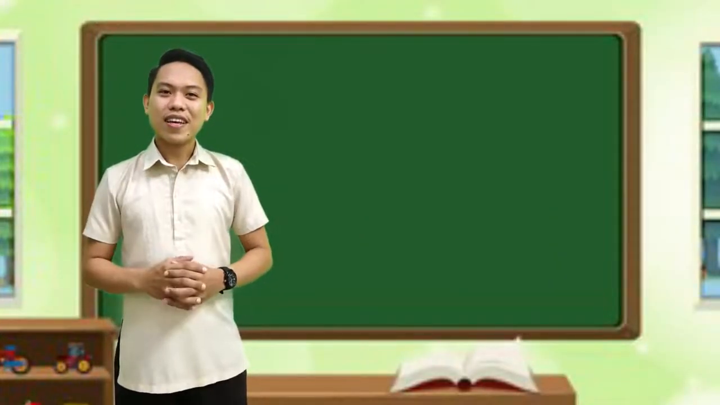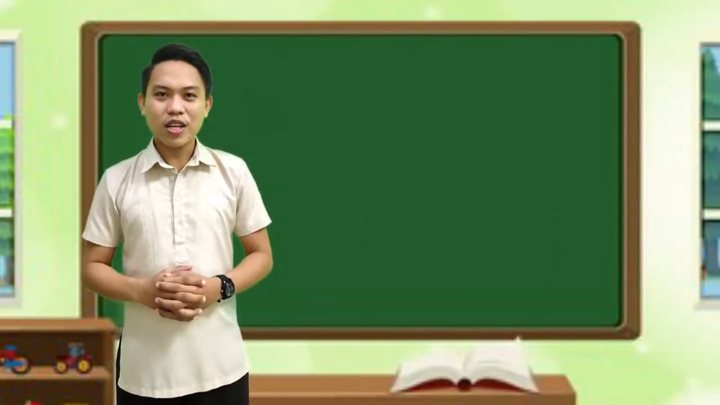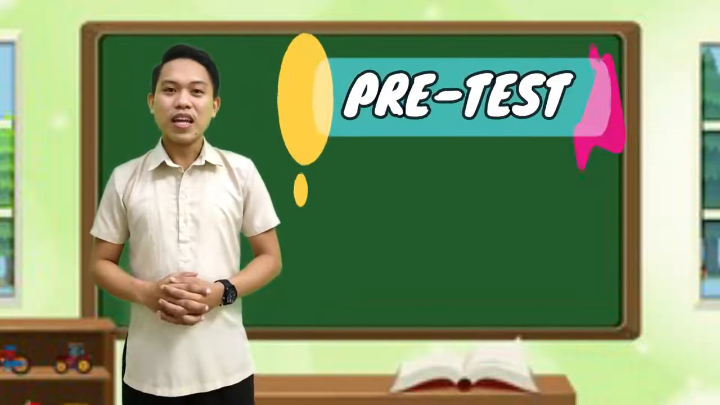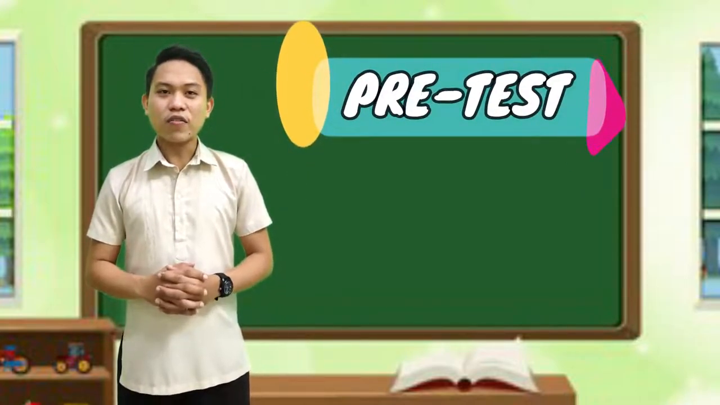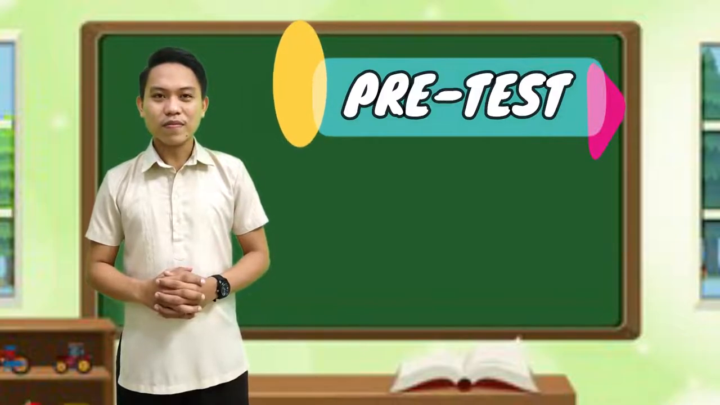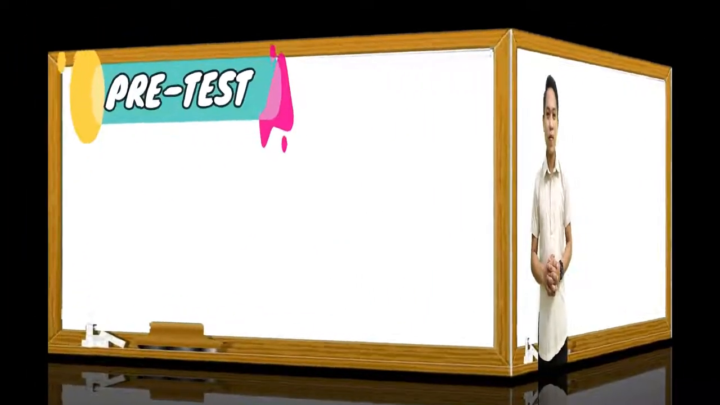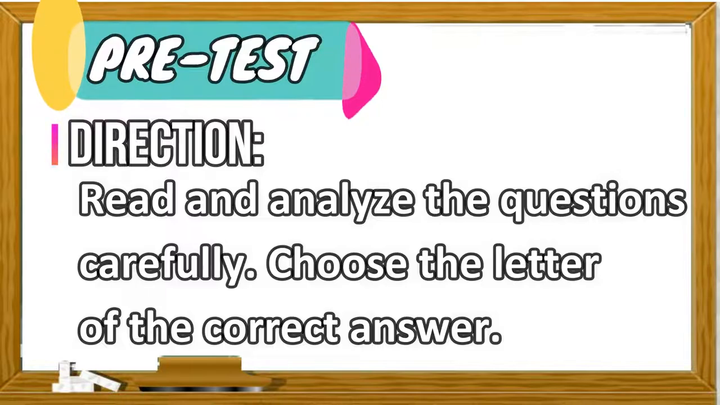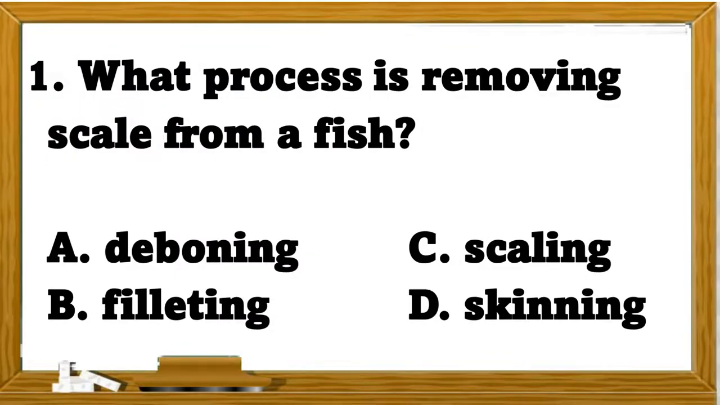As we begin, let me check your prior knowledge about today's lesson. Listen carefully and try to find out the correct answers. Direction: read and analyze the questions carefully. Choose the letter of the correct answer. Number 1. What process is removing scale from a fish? Is it A. deboning, B. filleting, C. scaling, or D. skinning?